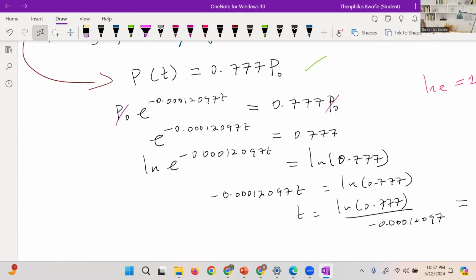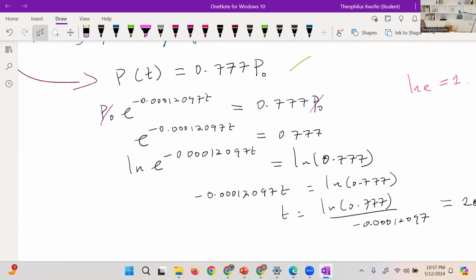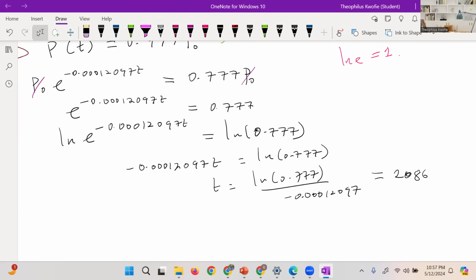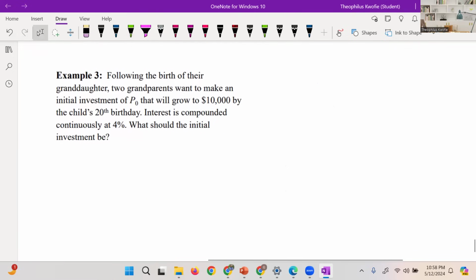By equating them, we saw that P naught was common, so we can cancel it out. Then, because of the exponential function over here, we take the natural log of both sides. Why did we take the natural log of both sides? Because the natural log and the exponential function are inverses of each other, and the natural log of e is always 1. I want us to take note. By solving it, we had this. So over here, we claim that the linen wrapping is about 2086 years old. Let us take note of this, and this is a very interesting problem. All right, so let's get another interesting problem for this episode.